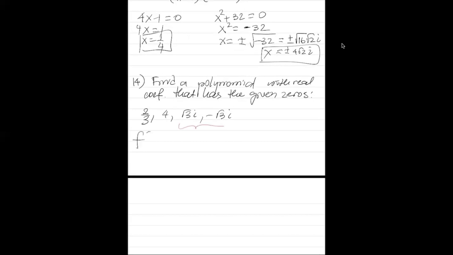So let's write this in factor form. If 2/3 is a 0, x minus 2/3 is a factor. If 4 is a 0, x minus 4 is a factor. If root 3i is a 0, x minus root 3i is a factor. And finally, the last one. So 4 zeros, 4 factors.